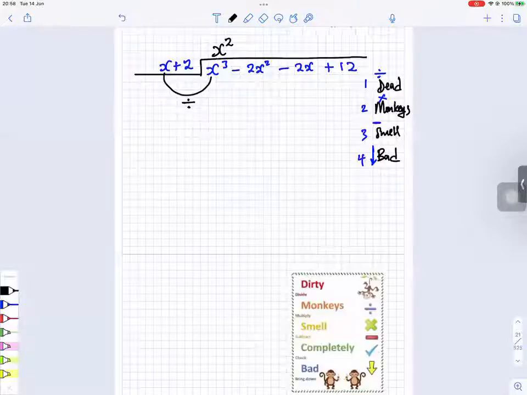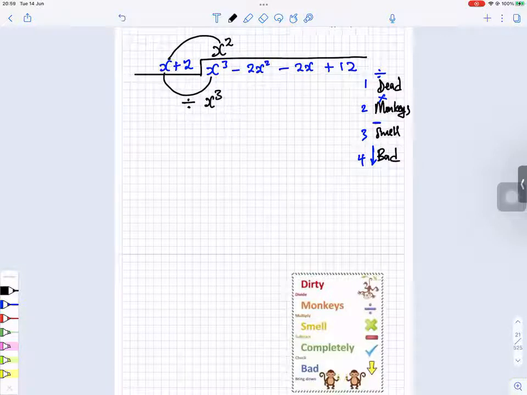The first step, you divide. Number one, x cubed divided by x, you get x squared. The next step, number two, is multiply. So you do x squared times x, it gives you x cubed. And then x squared times 2, it gives you 2x. It's plus 2x squared. We've done step number 2.